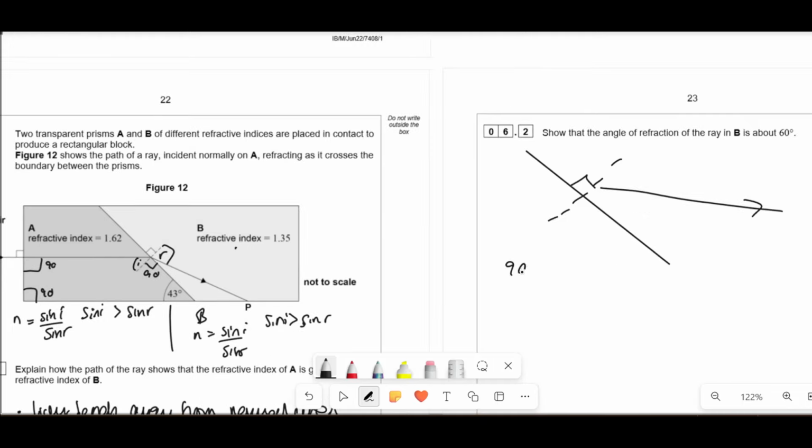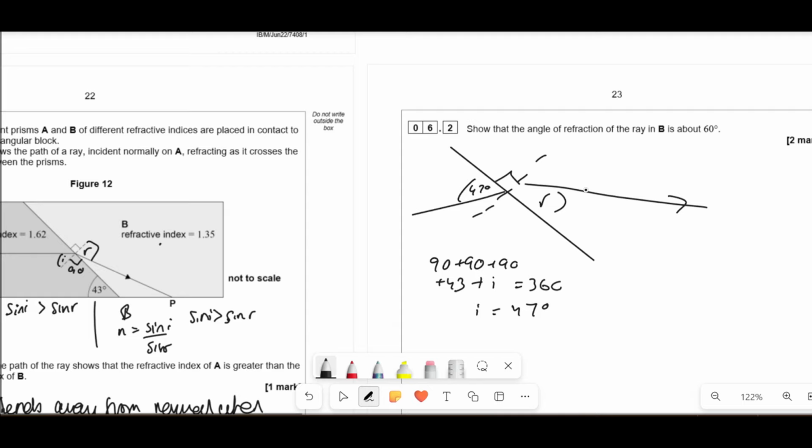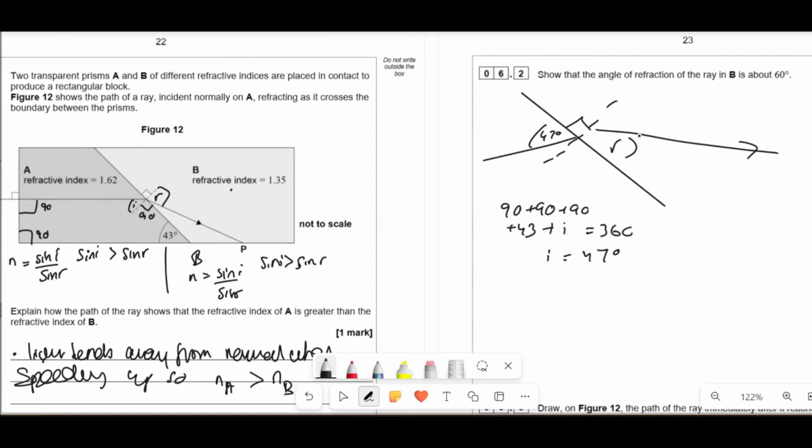So that means that 90 plus 90 plus 90 plus 43 plus this mysterious angle, which is my angle of incidence, equals 360. So the angle of incidence must be 47 degrees. The angle of refraction we need to figure out, and that's the question. We want to find the angle of refraction.